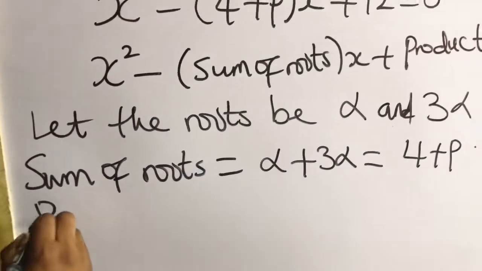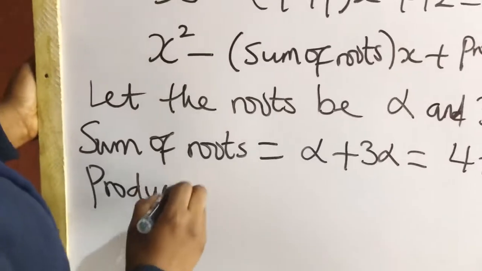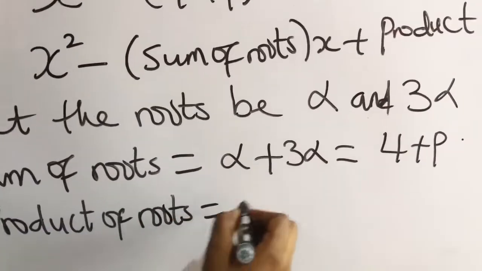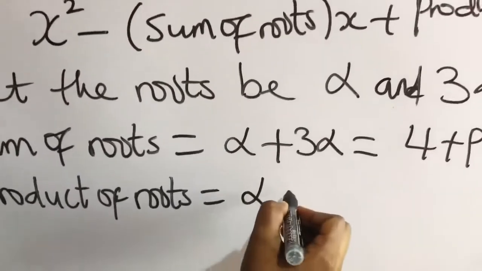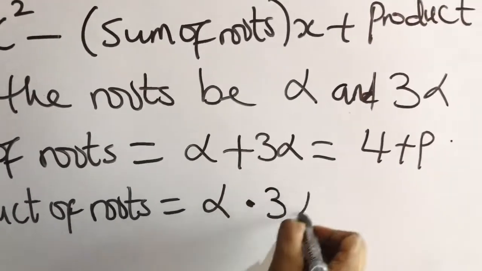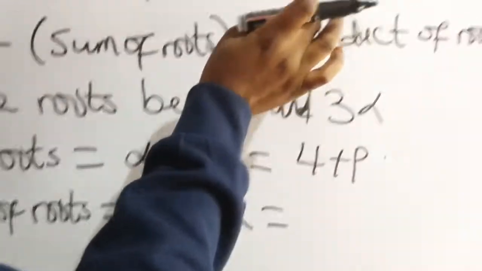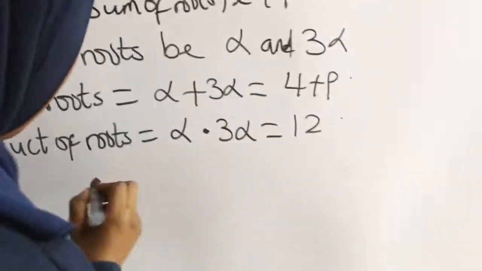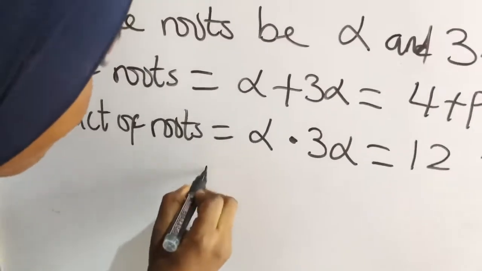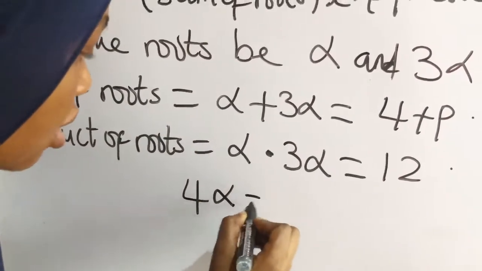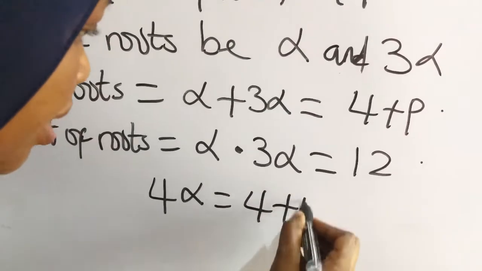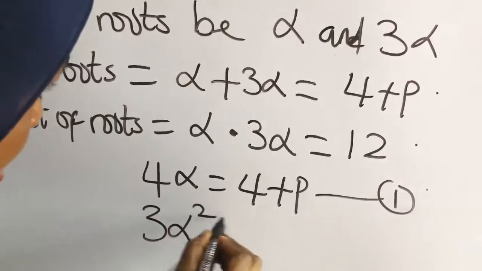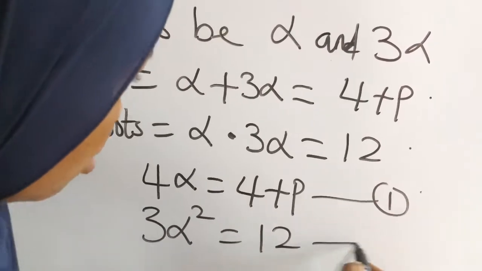Now the product of roots will be equal to alpha multiplied by 3 alpha, and that is equal to 12. So let's simplify. We have 4 alpha is equal to 4 plus p, equation 1, and 3 alpha squared is equal to 12, equation 2.